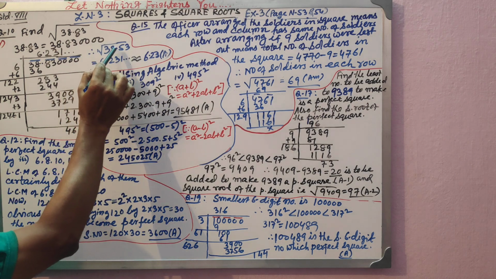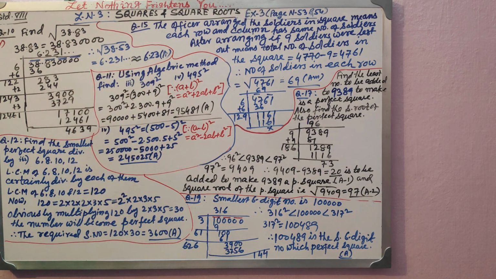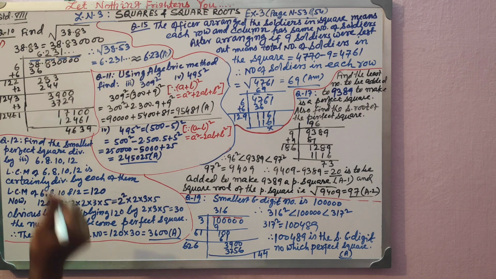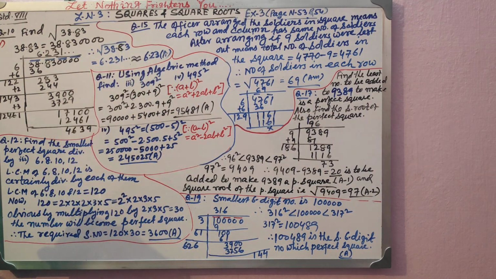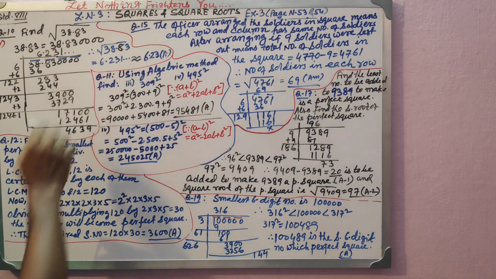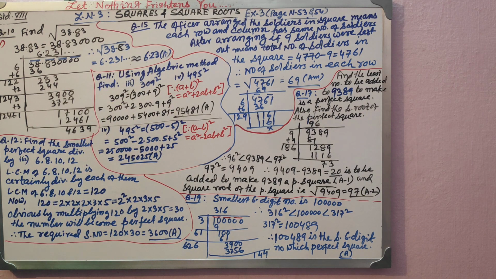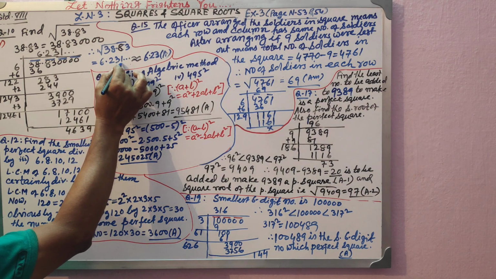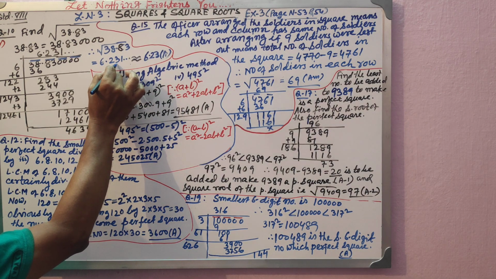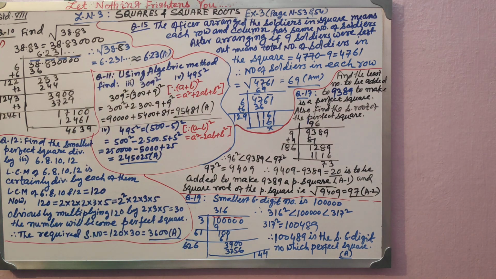So the square root of 38.83 is equal to 6.231. If you round up to 2 decimal places, you know that the right hand digit is 1, which is less than 5. So this 2nd decimal place digit will stay the same. So 6.23, 6.23 will be the answer. I hope you have understood.